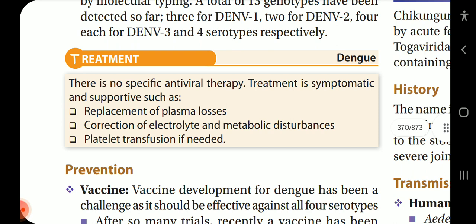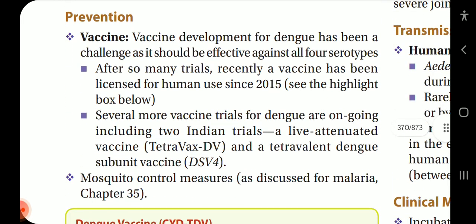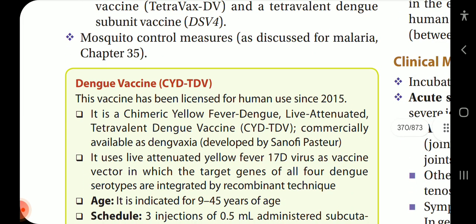Treatment. There is no specific antiviral therapy. Treatment is symptomatic and supportive, such as replacement of plasma losses, correction of electrolyte and metabolic disturbances, and platelet transfusion if needed. Prevention. Vaccine development for dengue has been a challenge and it should be effective against all four serotypes. After so many trials, recently a vaccine has been licensed for human use since 2015. Several more vaccine trials for dengue are ongoing, including two Indian trials: a live attenuated vaccine, Tetravax DV, and a tetravalent dengue subunit vaccine, DSV4. Mosquito control measures are as discussed for malaria.